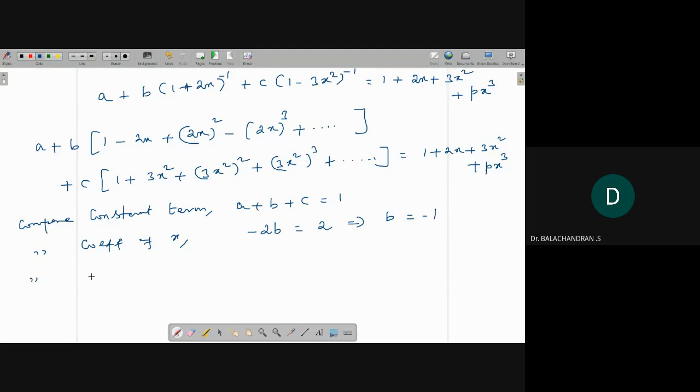Compare the coefficient of x square. What is the coefficient of x square? 4b. Okay. Here 3c. 4b plus 3c. The right hand side 3. So we know that b is minus 1. So this implies minus 4 plus 3c is equal to 3.